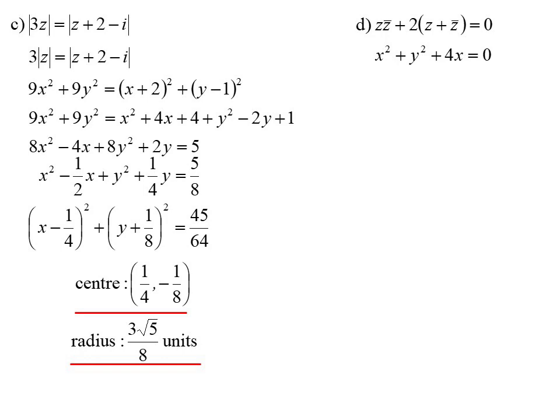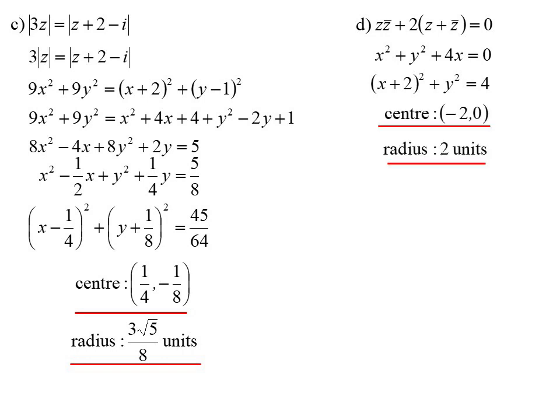Let's complete the square on that one. I get x plus 2 squared plus y squared is 4. Centre negative 2, 0. Radius is 2. So if we recognise it straight away, if it's a nice familiar one, simply modulus of z equals something, we know, oh, brilliant, circle. If it's in conjugate form, great. But if I don't recognise it, then I'll draw it back to Cartesian form and then see what the equation is. And maybe I'll recognise it in that format.